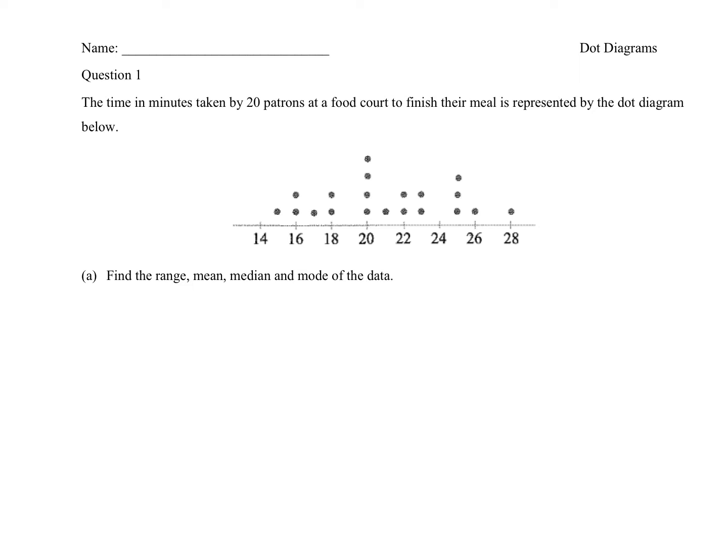So first, let's begin with our range. Range is the maximum value minus the minimum value. In this case, the largest dot is at 28, so the maximum value is 28 minutes. Minus away the smallest value, which is down here, the smallest dot is at 15. So this will be 28 minus 15, 13 minutes. So the range is 13 minutes.